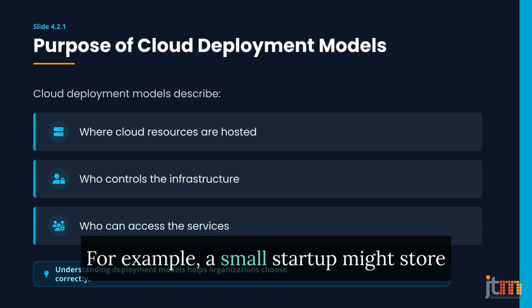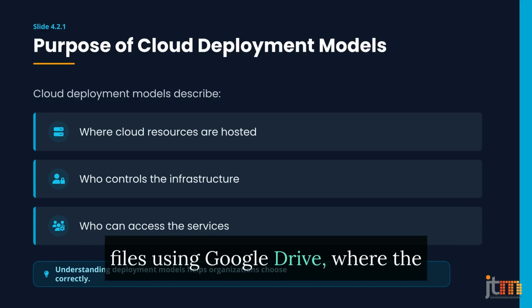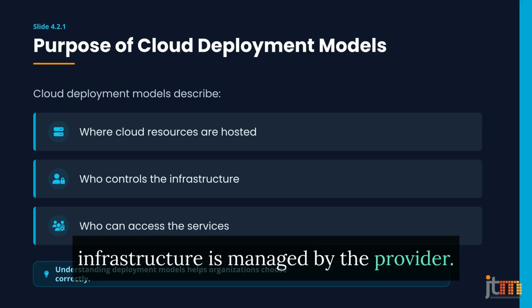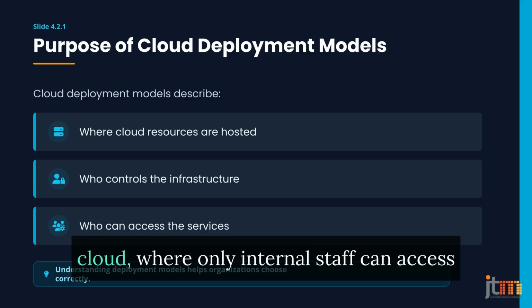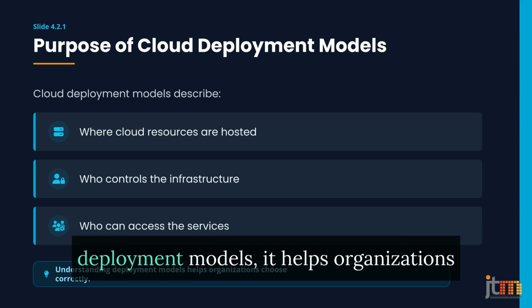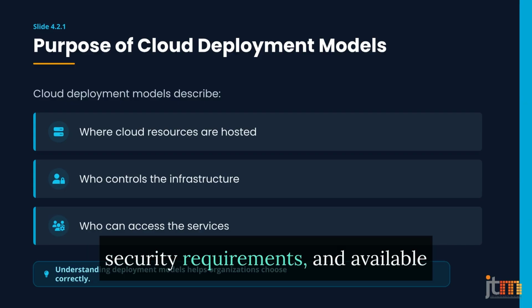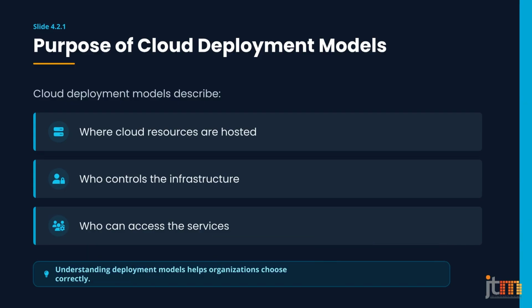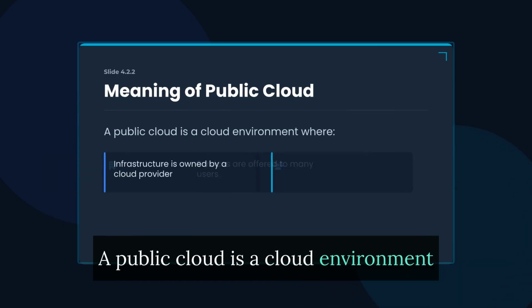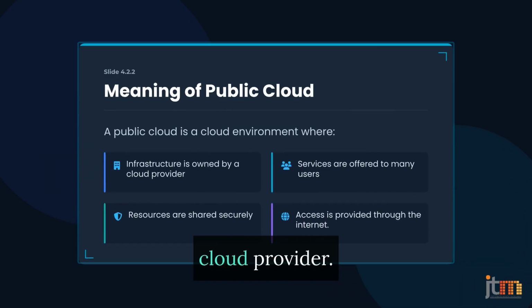For example, a small startup might store files using Google Drive, where the infrastructure is managed by the provider. A bank, however, may run its own private cloud, where only internal staff can access the system. So when we understand these deployment models, it helps organizations choose correctly based on their needs, security requirements, and available resources. A public cloud is a cloud environment where the infrastructure is owned by a cloud provider.